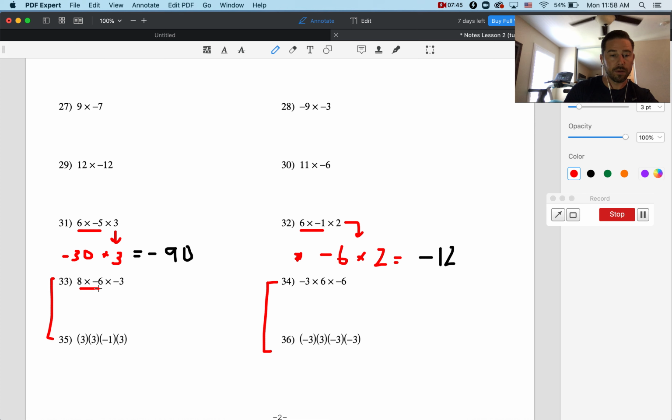Okay, so we're back. Same sign or different? Different, so it's going to be a negative. 8 times 6 is 48. Drop this guy down, right? So it's going to be times negative 3.